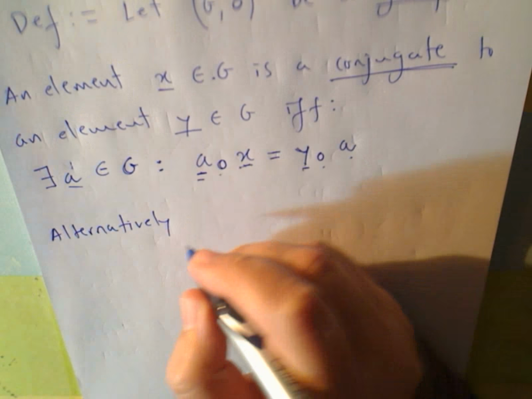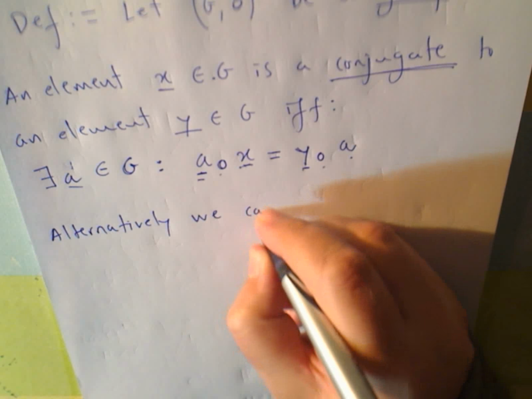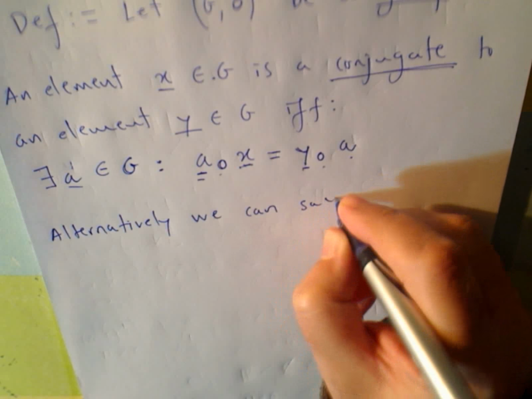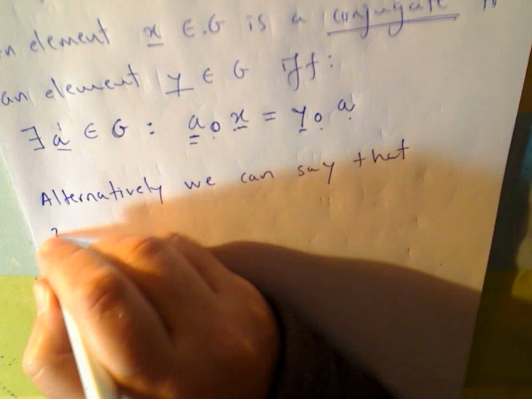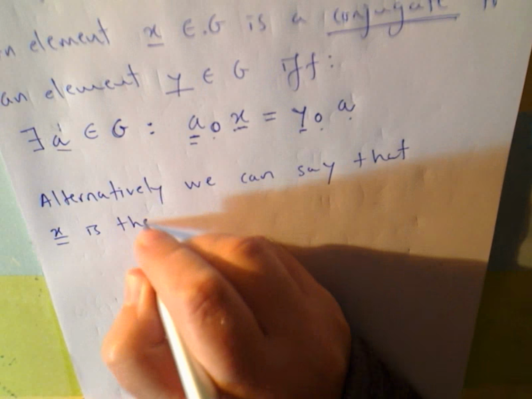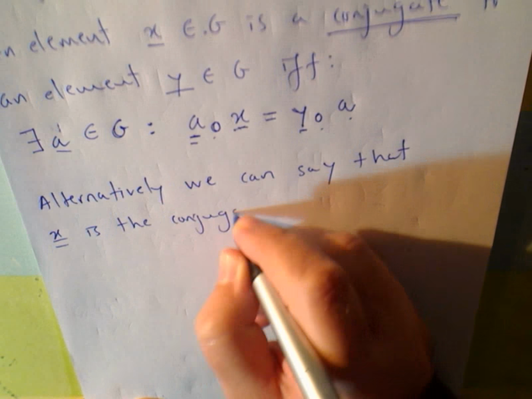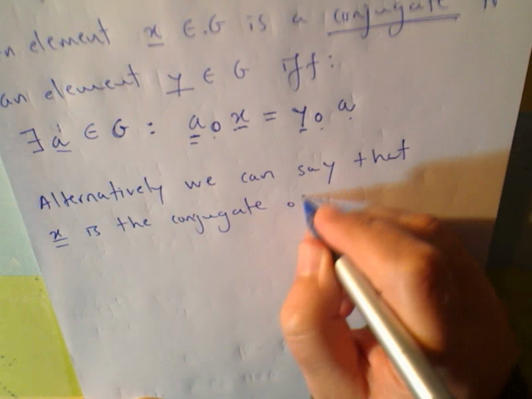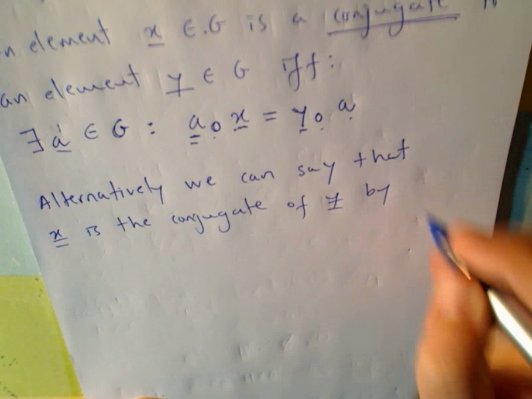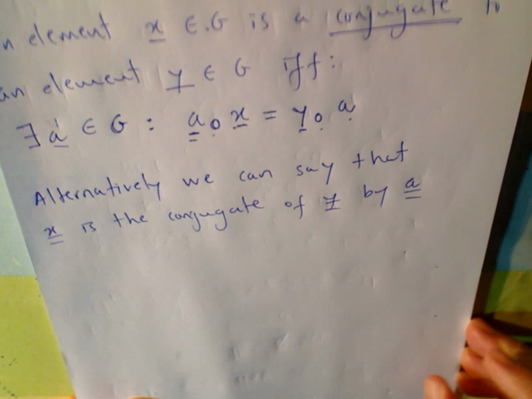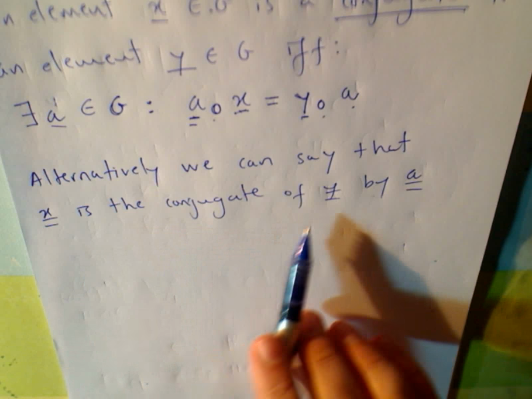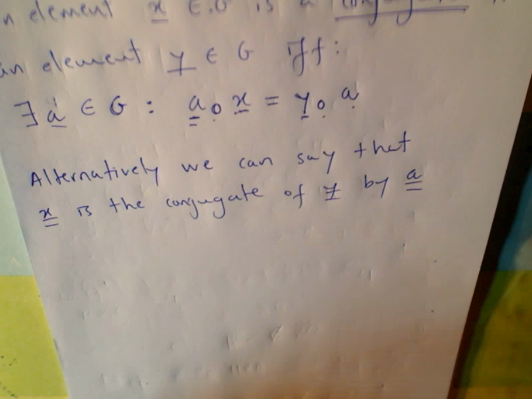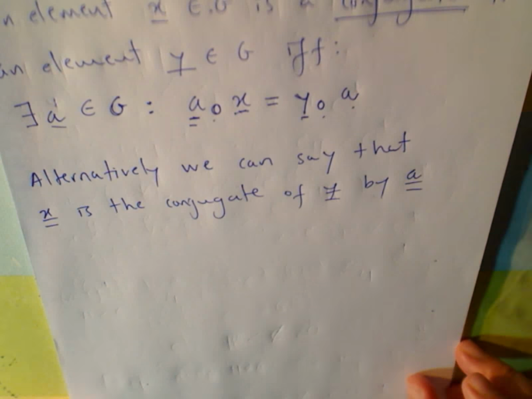Alternatively, we can say that X is the conjugate of Y by A. Okay, that's another way to say it. We can say X is the conjugate of Y by A, or is a conjugate to Y.